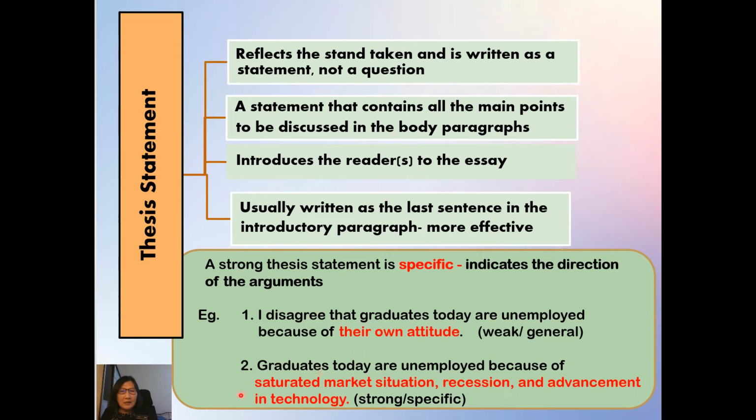In the second thesis statement, however, graduates today are unemployed because of saturated market situation, recession, and advancement in technology. This is what we call a strong and specific thesis statement because all the points to be discussed are listed down here. So therefore, the reader knows what the direction of the arguments is going to be like.